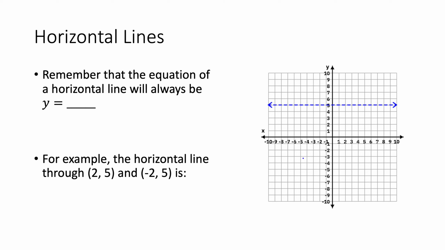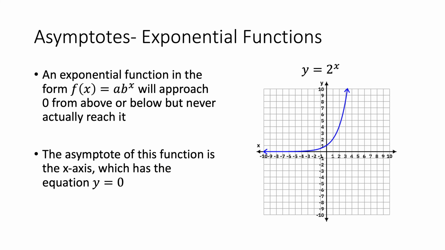So for example, the horizontal line that passes through the points (2, 5) and (-2, 5) will be y equals 5, because notice that y equals 5 for every point that's on the line. So what we can do is use this idea to describe the asymptotes of exponential functions.